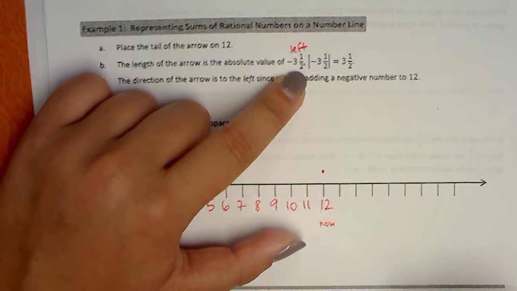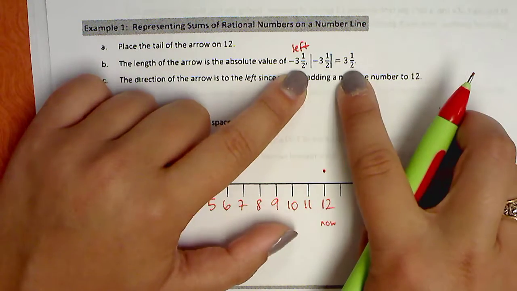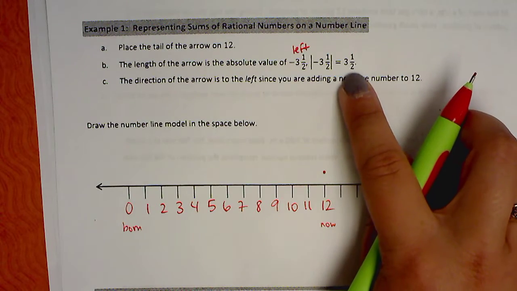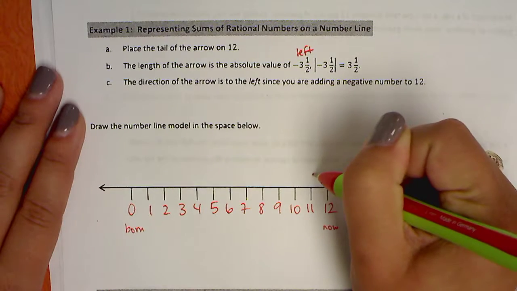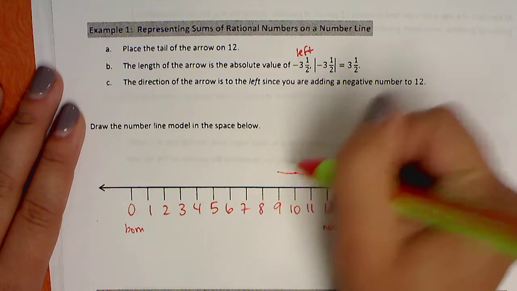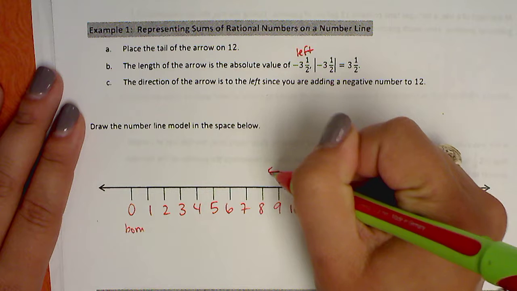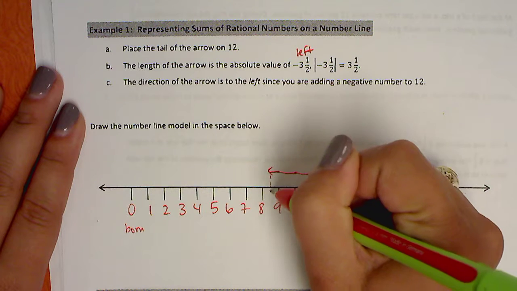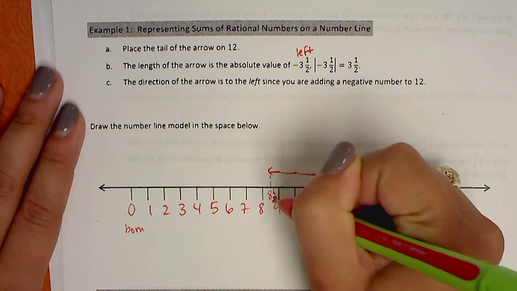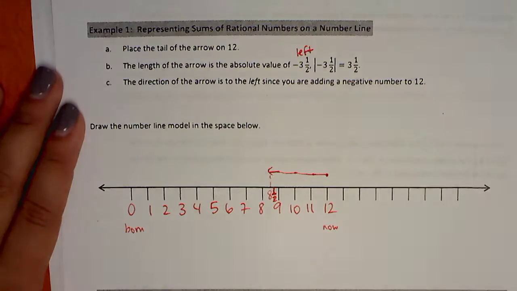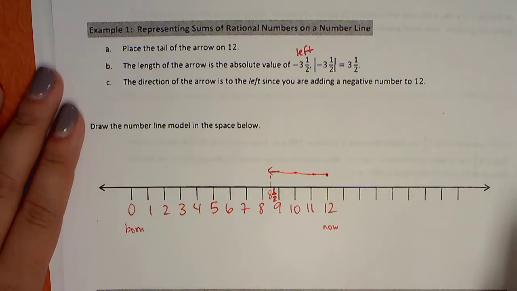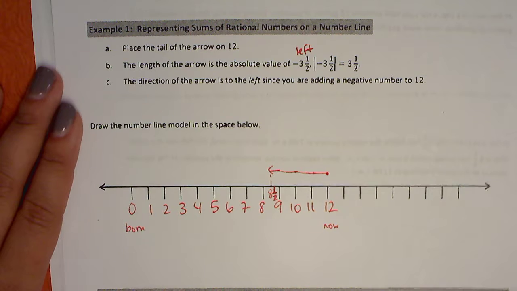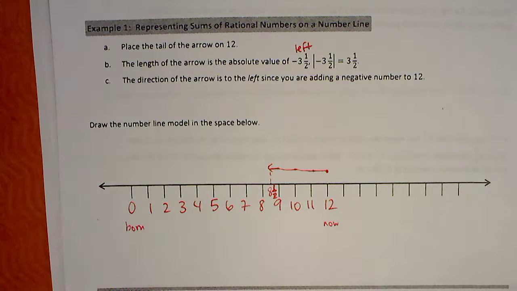And the length of the arrow needs to be the absolute value. So the length of the arrow is 3.5 units long, but it's going to the left. 1, 2, 3 and a half. Goes right here to 8.5. It's to the left since you're adding a negative number to 12. Great. Make sure you've got that drawn and flip the page.